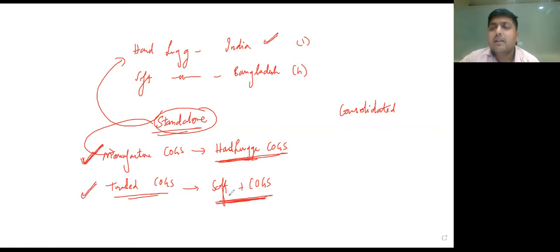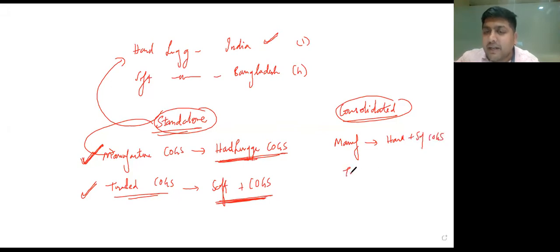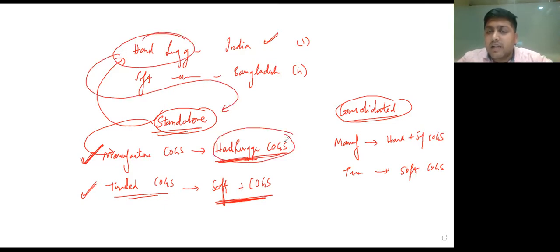So when it comes to standalone, the manufactured will be entirely hard luggage, and the traded will be entirely soft luggage COGS, right? So now you must be thinking, why did I not bother to check consolidated? See, for consolidated, it is a slightly complicated game. Why? Because when we talk about consolidated, we are talking about both Bangladesh as well as Indian entities, right? So manufactured would include both hard luggage and soft luggage COGS, and the traded would include that part of soft luggage COGS which is basically imported from China and other vendors, right? So hopefully that should make it pretty clear. Which is why, from a simple analysis standpoint, if we want to calculate hard luggage COGS, we will only take a look at standalone hard luggage COGS.